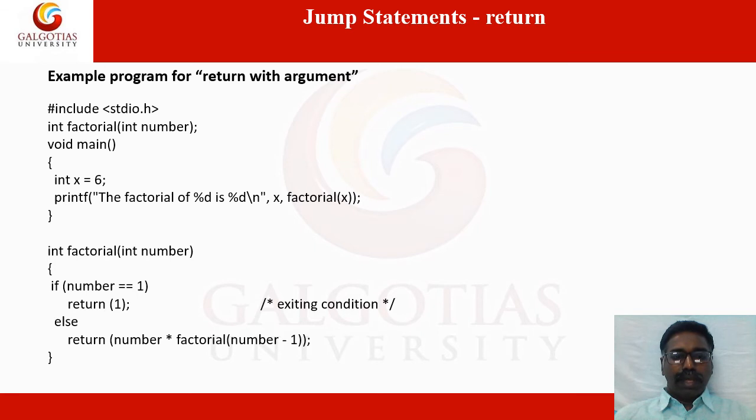Here the same factorial function is going to be called again within the function itself. It is called recursion. That we will discuss in our next topic, where we need to discuss the recursive function. Now this return statement also carries an argument. So this is the meaning of return with argument. The factorial of 6 is 720, calculated by means of the recursive manner here.